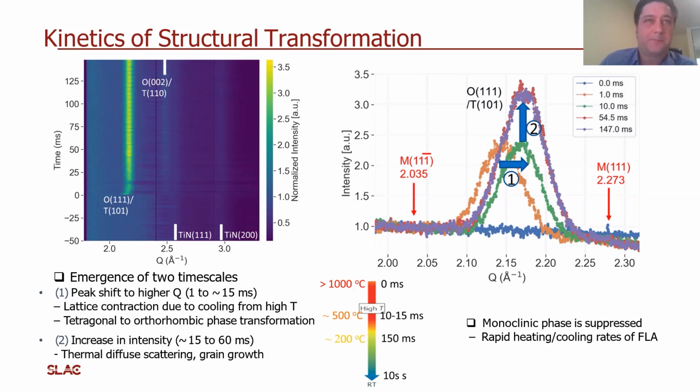the sample cools. In contrast to the structural transformation pathway observed for the in situ RTA films, no monoclinic phase is observed, which is attributed partly to the rapid heating and cooling rates of FLA. Thus, flash lamp annealing offers a processing route that potentially avoids formation of this undesirable phase. Next slide, please.